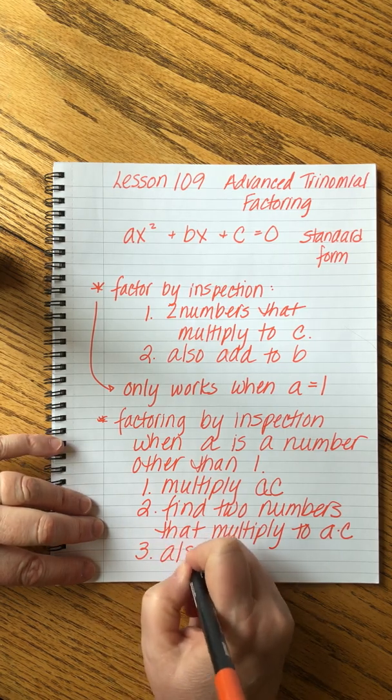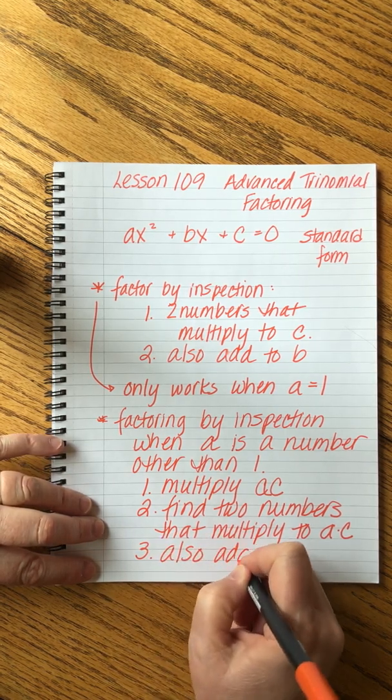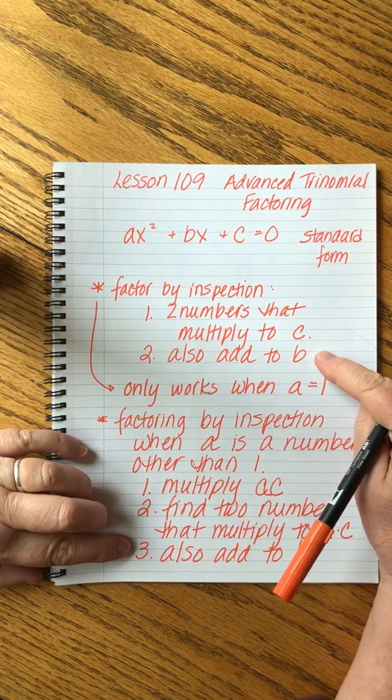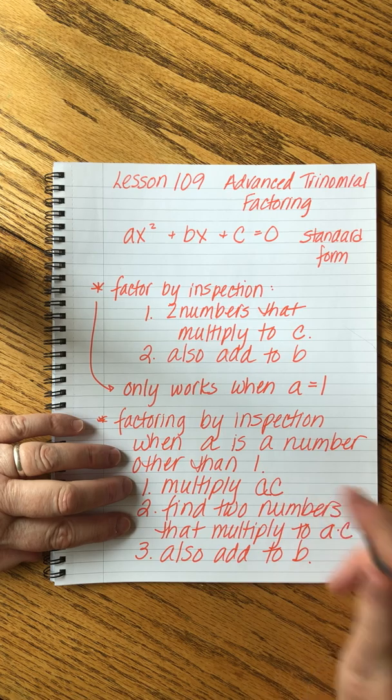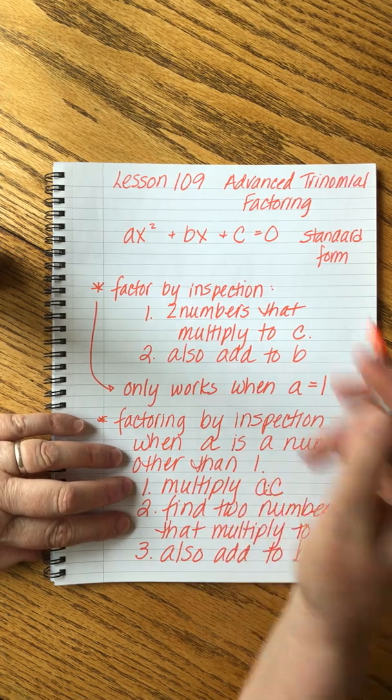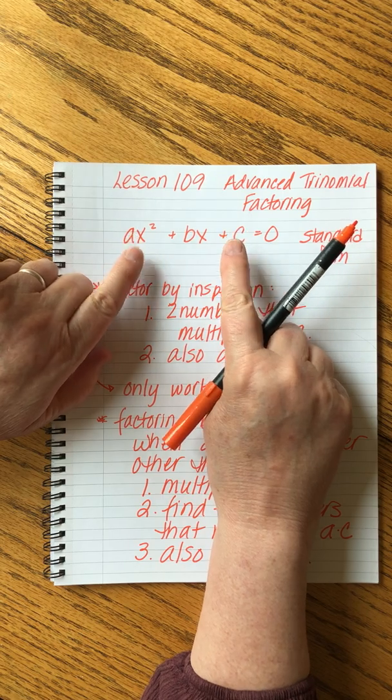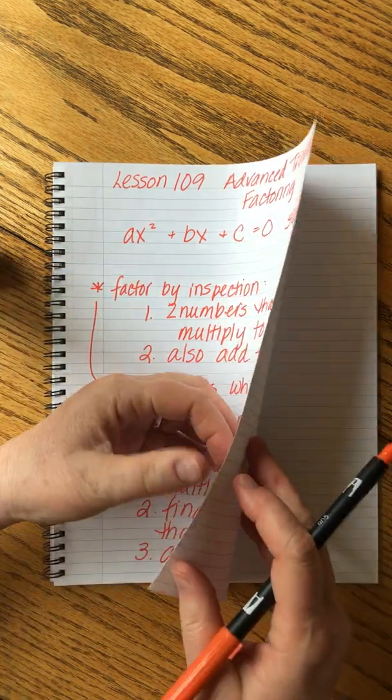And then our third step is the same. They also add to B, which is exactly the same as last time. So we do this pre-step of multiplying these two together. Then the two numbers that we find have to equal that same product. You'll see what it looks like when I get an example going here. And I think we're ready for that.